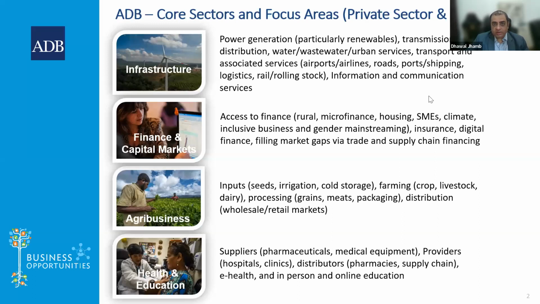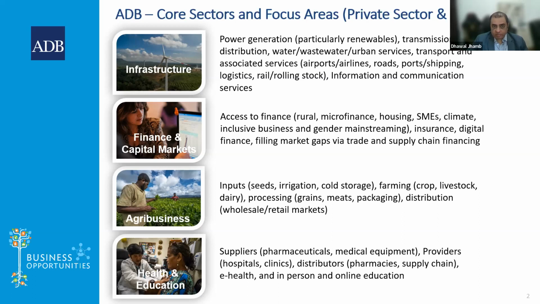So we start with the ADB's core sectors or priority focus areas for private sector operations, which includes public-private partnerships as PPPs. So the core and the largest section is infrastructure, and in infrastructure, we talk about power generation, transmission, then transport in terms of airports, airlines, roads, shipping, logistics, rail, all those things, information and communication services, and any other infrastructure which is required by a country.